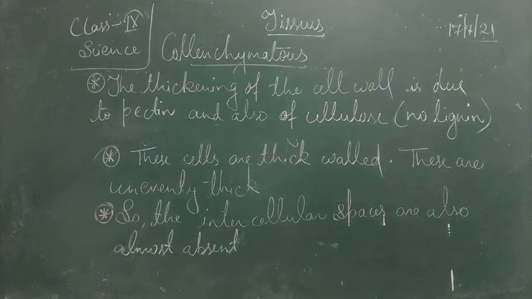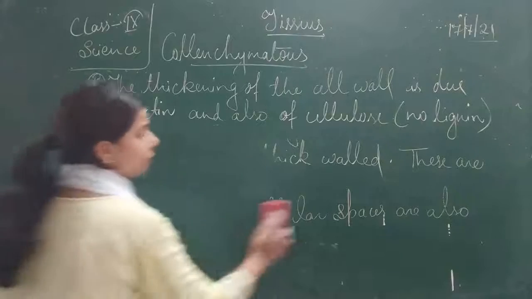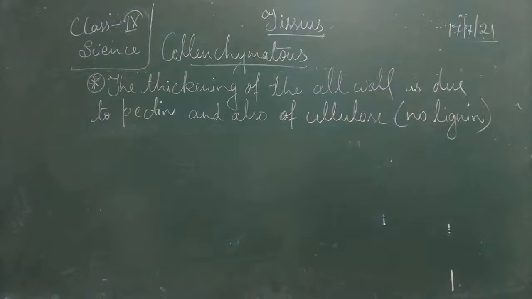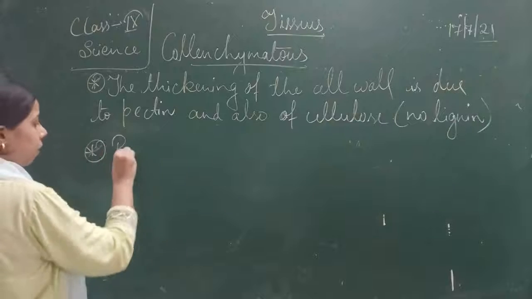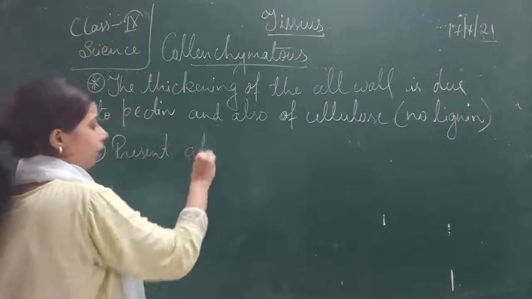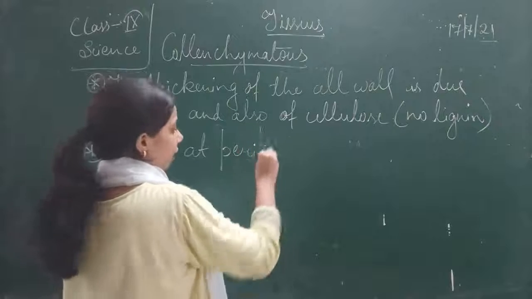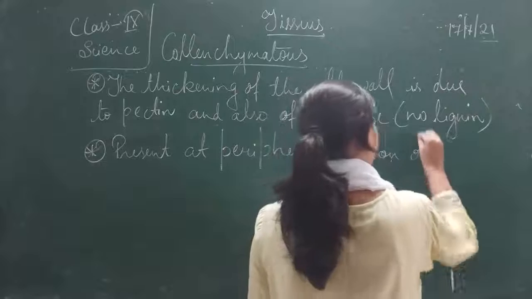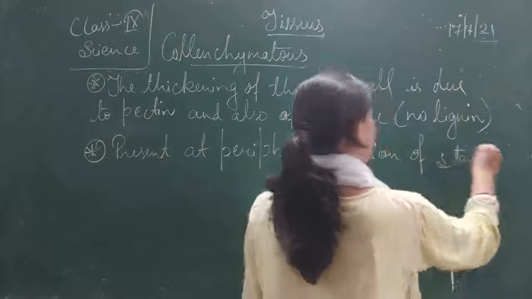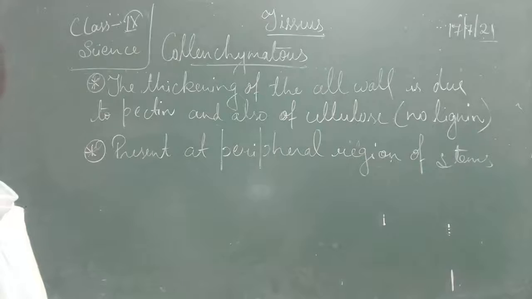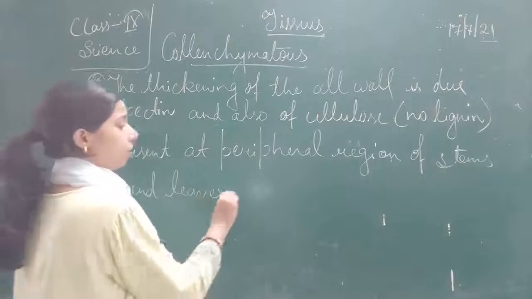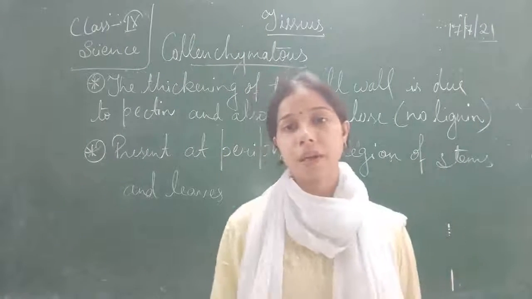It is chiefly produced at the peripheral region of the stem as well as of the leaves. It is present at the peripheral region of stems and leaves.